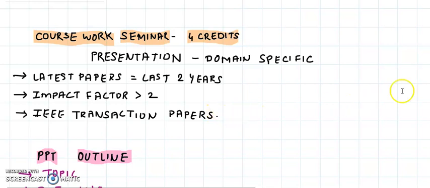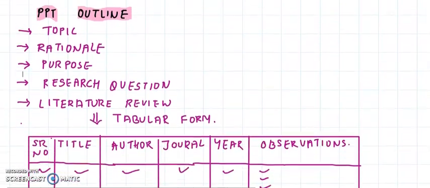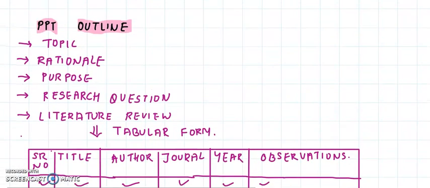Next, let us find out what the outline of the required presentation is. So the very first thing that you will be doing is writing down the topic of your research on the first slide. Next, you will be describing your rationale.